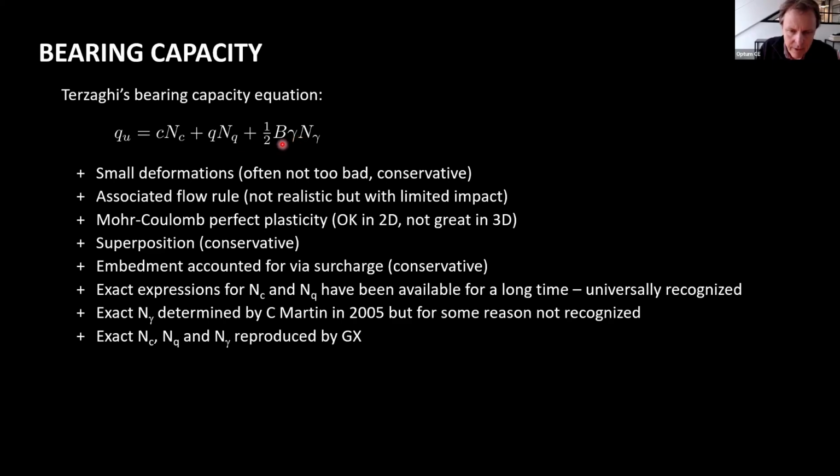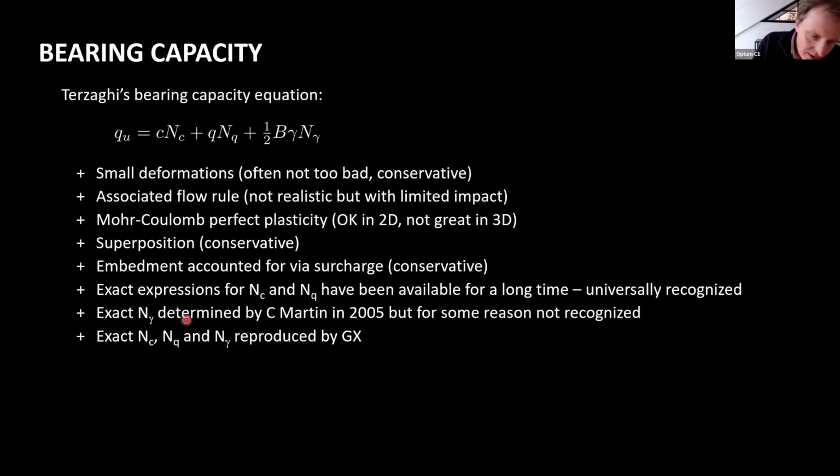And then there is the bearing capacity factors, and I just wanted to mention this: Nc, Nq, and N gamma. The exact expressions for Nc and Nq have been available for a very long time, I think since the 1920s. Prandtl and Reissner, I believe, were the ones who came up with them. Closed form solutions, and they're universally recognized. No one uses anything else.